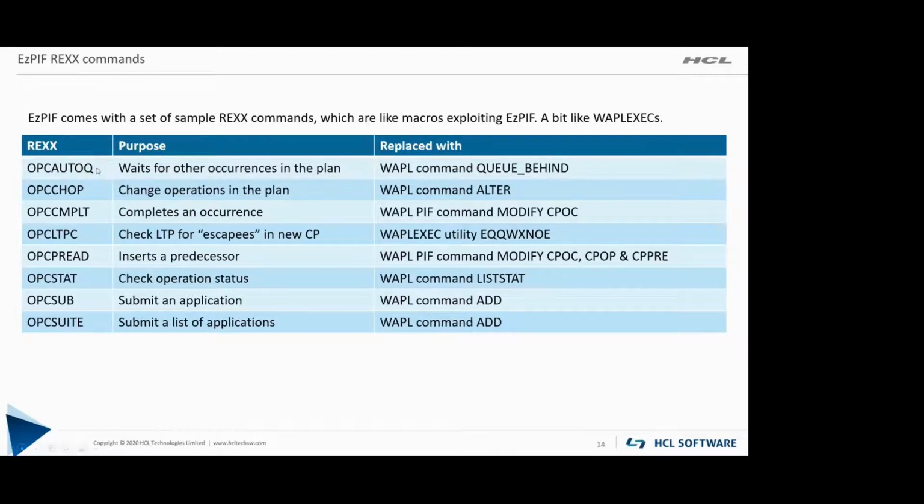So OPC AutoQ was a really nice thing that would allow you to have something in the plan that would automatically become successors to other things that are in the plan. So, for example, you could have something in your scheduled batch that would wait for stuff that maybe came in by ETT, and it gets around all sorts of issues with input arrival time and can do wonderful things. And that's the queue behind command in WAPL. So this is an actual individual command. You can wait for stuff using the queue behind command.